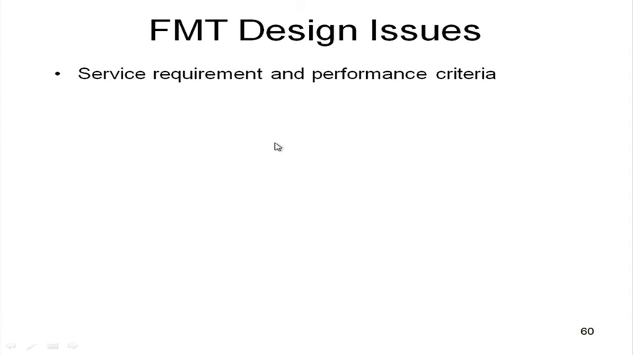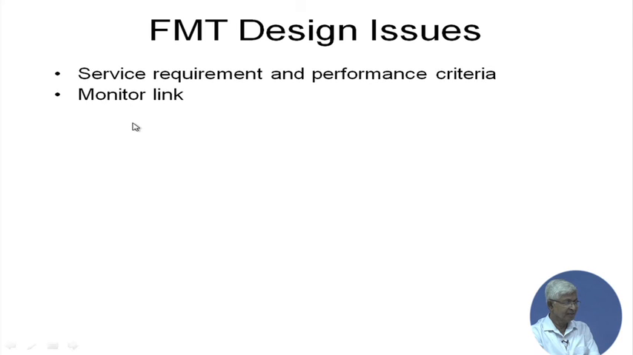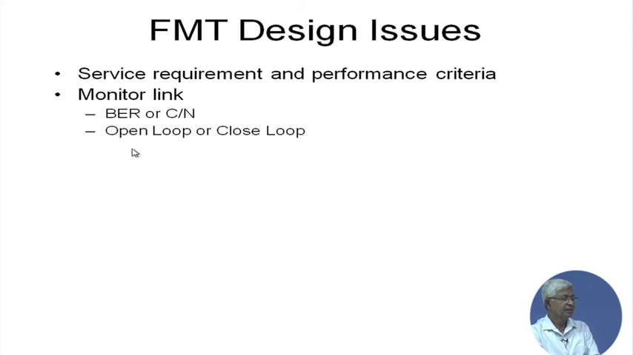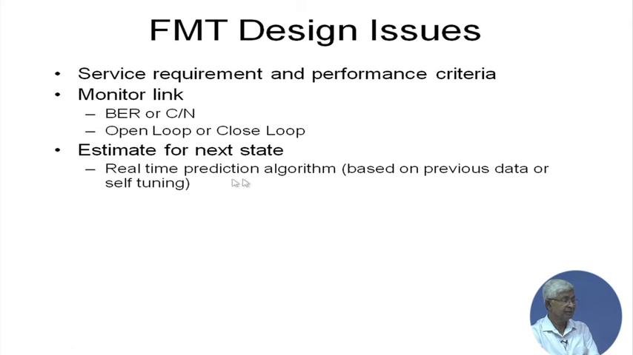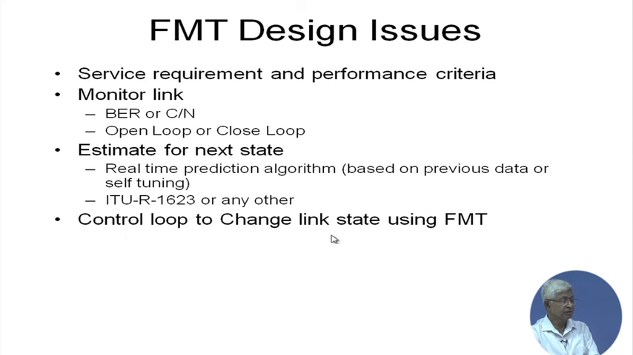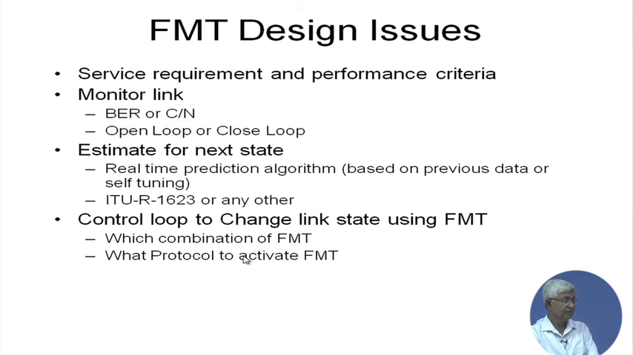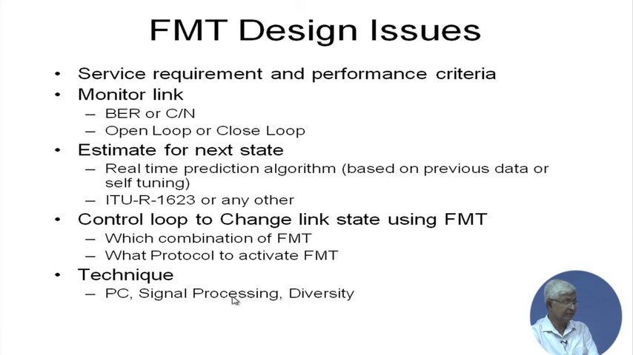There are many design issues: service requirement, performance criteria, and as we have listed earlier, monitoring the link, BER, and whether you decide on open loop or closed loop. Then you estimate the next state, which needs a real-time prediction algorithm, and there are certain ITU standards on that. Then control the loop or change the link state using FMT, which needs a decision on which combination of FMT has to be used, what protocol to activate FMT, and the techniques, which are power control, signal processing, and diversity.